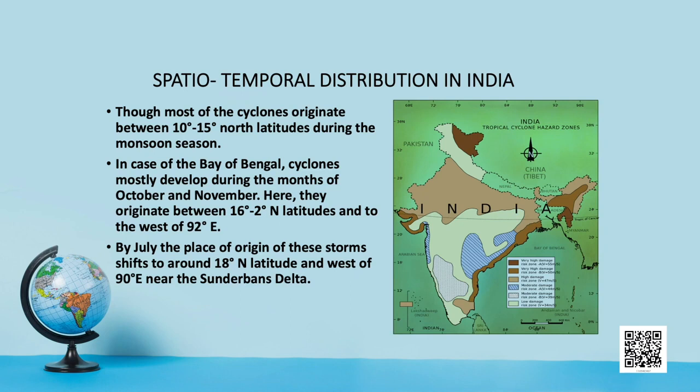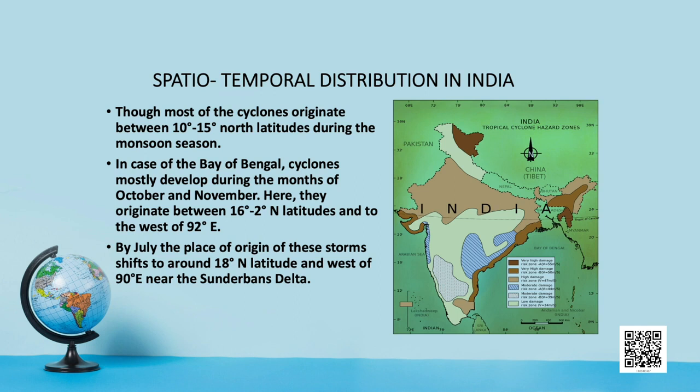What is the spatio-temporal distribution in India? See, owing to the peninsular shape surrounded by the Bay of Bengal and the Arabian Sea, these are the two major zones where tropical cyclones originate. The distribution in India: cyclones originate between 10 degrees to 15 degrees north latitudes during the monsoon season. In the case of the Bay of Bengal, the cyclones mostly develop during the months of October and November.